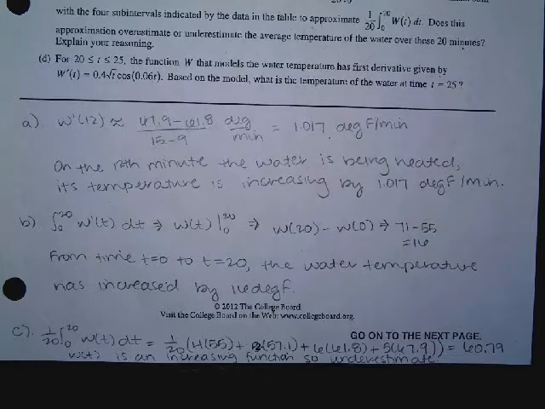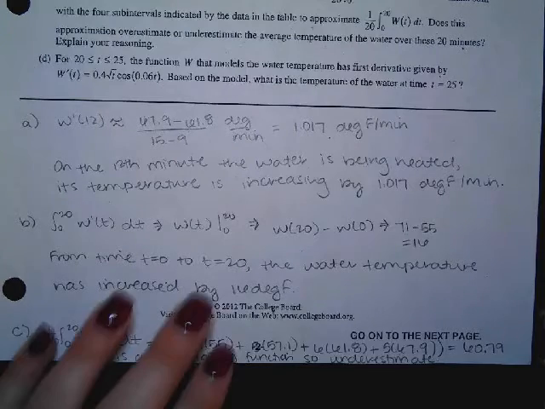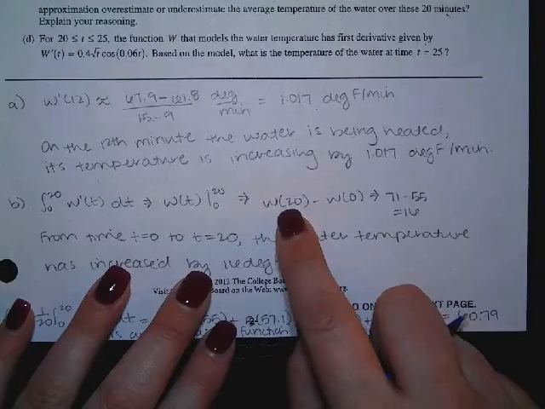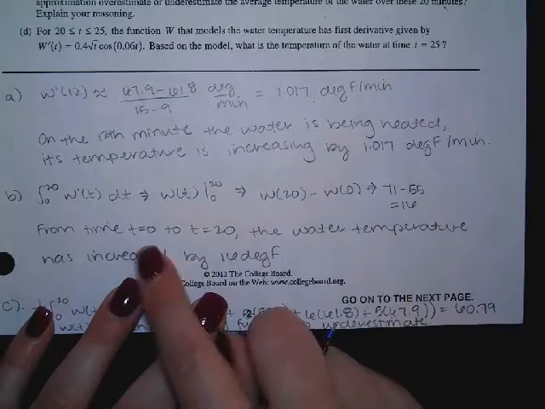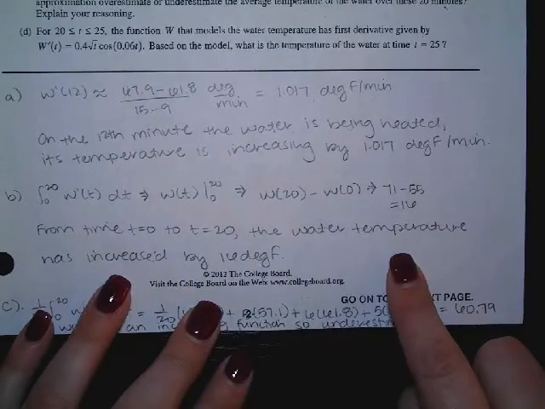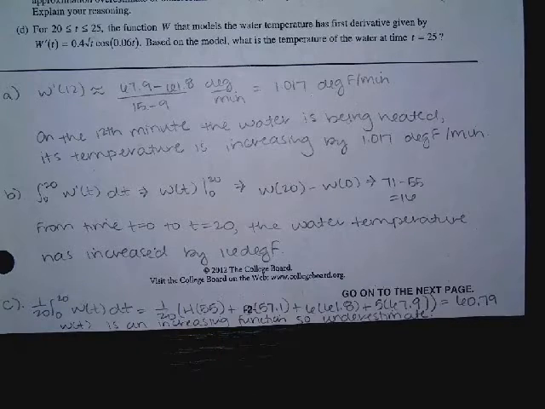For part 2, it says evaluate the integral from 0 to 20 of W prime and then use correct units to interpret the meaning of that. So I did W of 20 minus W of 0, that gives you 16. So from time 0 to 20, the water temperature has increased by 16 degrees Fahrenheit. Everyone okay with that one? You'd probably be fine since there was not a difference between degrees Celsius and degrees Fahrenheit in the problem, but we could look at that when we start grading them.